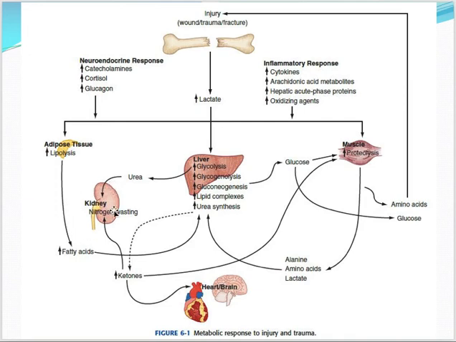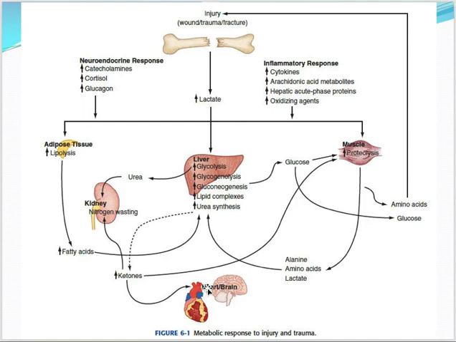Simply, you can see there is increased catecholamine, increased cortisol, and increased glucagon, which basically increase the lipolysis of the adipose tissue. There are increased fatty acids, which again go to the liver for the process of gluconeogenesis. So you can see how all these things are connected. When there are increased fatty acids, there will be increased ketones, and of course the heart is one of the organs which can use them.